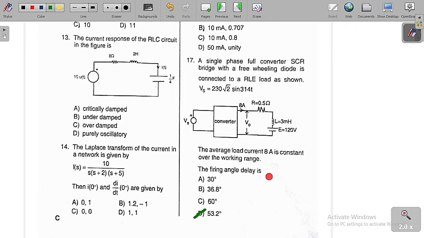Then the firing angle delay is asked. The average output current is 8 ampere, a constant value. Now we have to find the firing angle of this circuit, alpha, which we need to figure out. Out of the four options, option D, 53.2 degree, is the correct solution of this question. So let's solve this numerical.